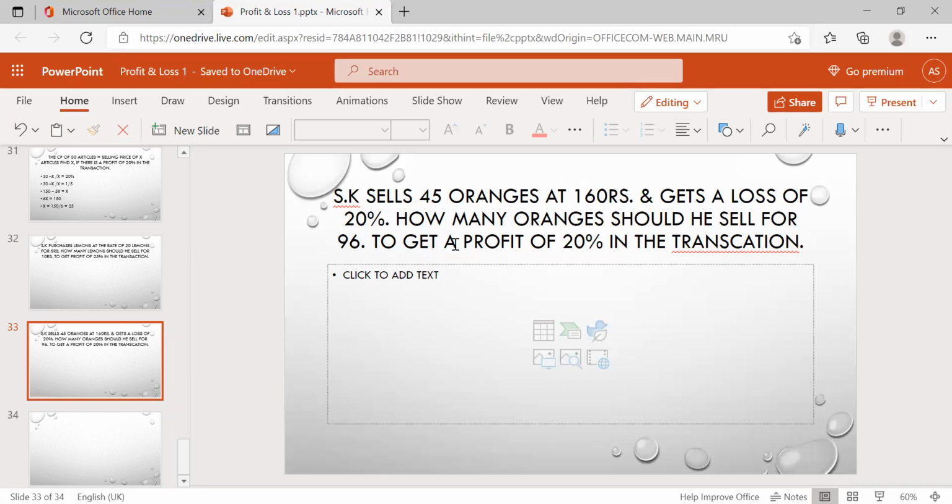A shopkeeper sells 45 oranges at 160 rupees and gets a loss of 20%. How many oranges should he sell for 96 rupees to get a profit of 20% in a transaction? Okay, now see.